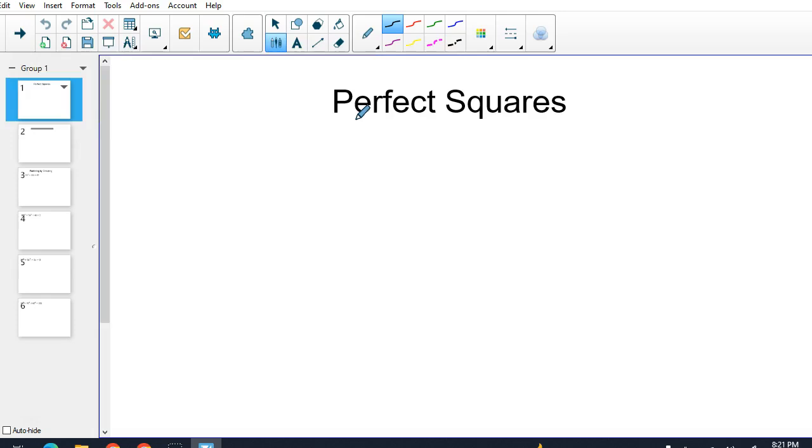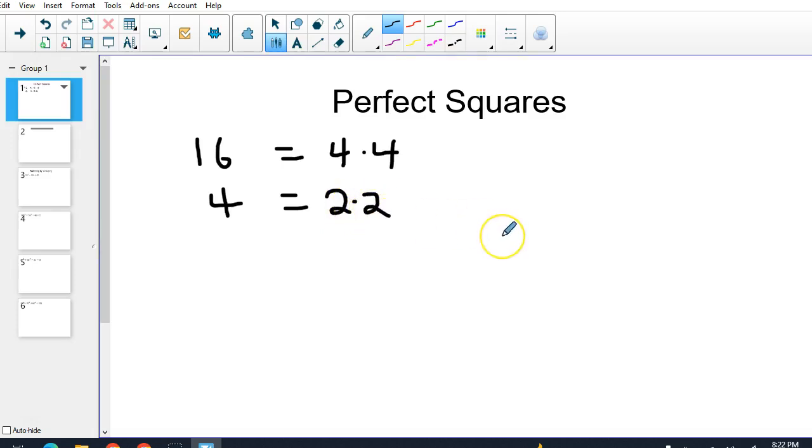All a perfect square is a number that is generated by multiplying the same number by itself. So for instance, 16 is a perfect square because 16 is equal to 4 times 4. Another one would be 4 is a perfect square because 4 is generated by 2 times 2.